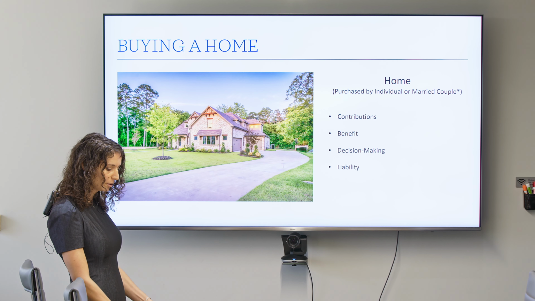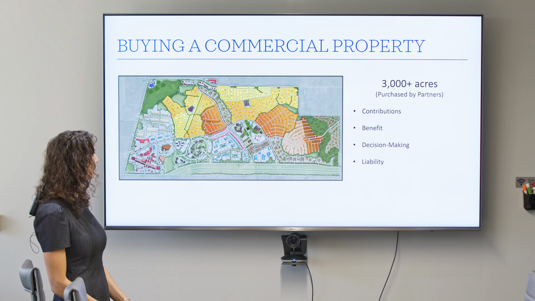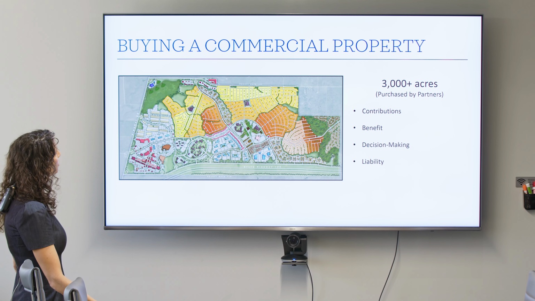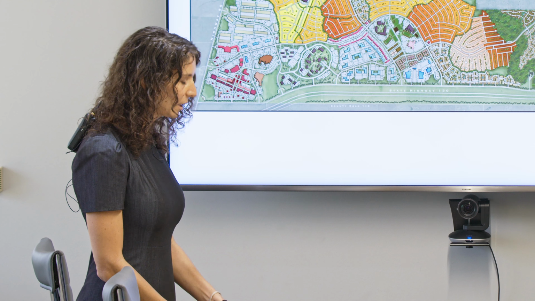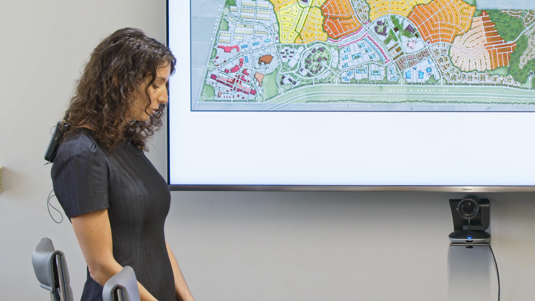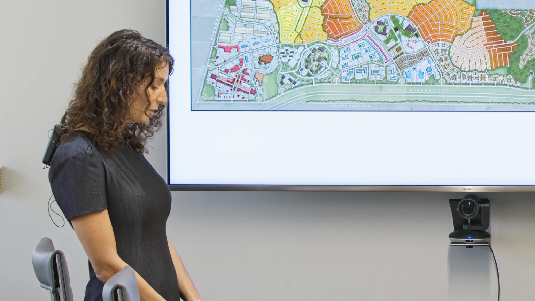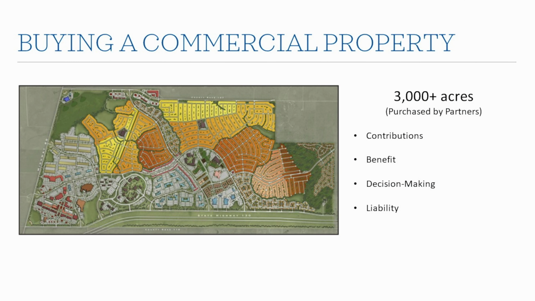Okay, so now we'll take a look at Plum Creek Caldwell and what is going on with a commercial property that is a lot more complex. Let's look at the same factors. So this is an aerial sketch of the development plans for the over 3,000 acre property that is Plum Creek Caldwell LP's property. There's a lot more going on here.